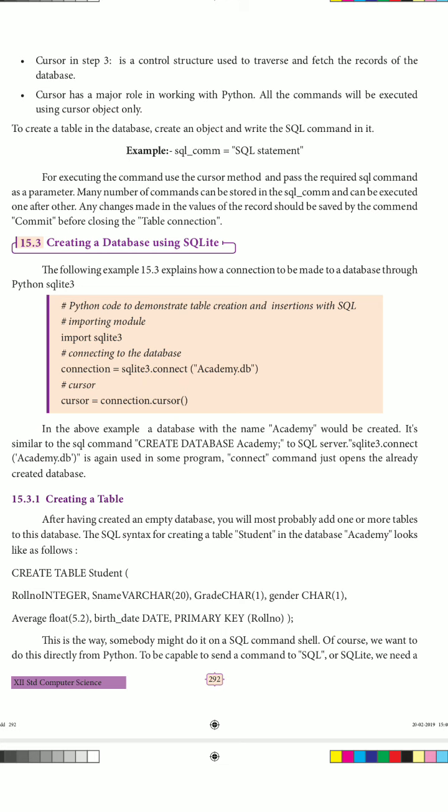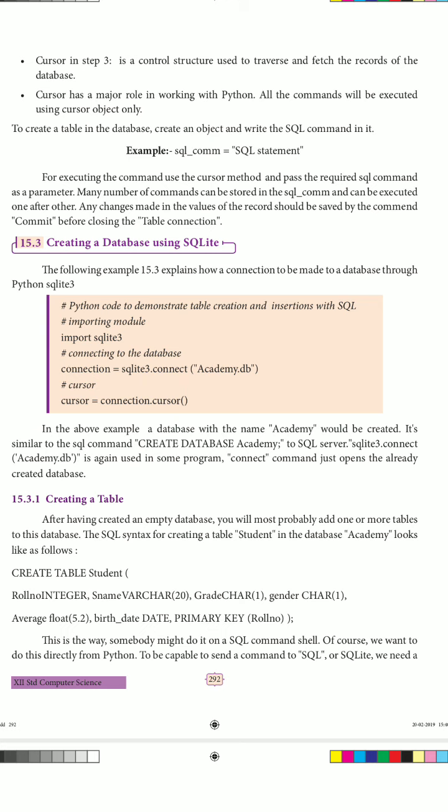All the commands will be executed using the cursor object only. To create a table in the database, use the cursor object and write the SQL command in it. Here SQL command is the variable name. Here is an example: you can give double quotes, and inside the double quotes you give the SQL command, and the cursor will execute it and provide you the result.